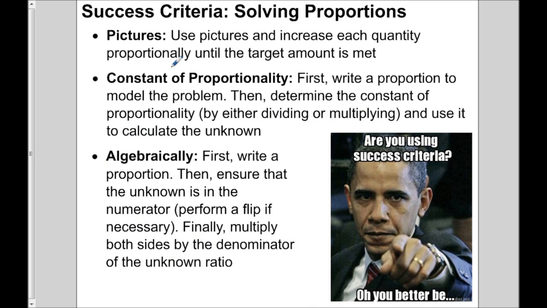So here are the success criteria. We can either do this using pictures. Or we can do it using a constant of proportionality by writing a proportion first and then determining the constant by using division or multiplication. Or we can do it algebraically by, again, first writing a proportion and then ensuring that the unknown is in the numerator. So make sure you can flip both sides, and then multiply both sides by the denominator of the unknown ratio.